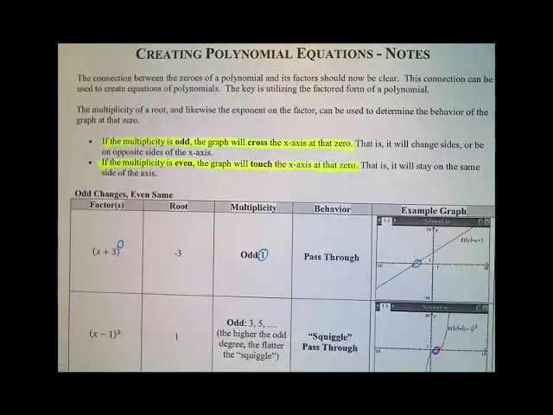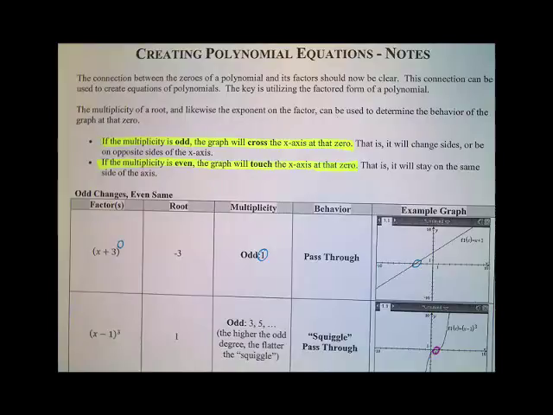This lesson is on creating polynomial equations. The connection between the zeros of a polynomial and its factors should be clear by now. This connection can be used to create equations of polynomials. The key is utilizing the factored form of a polynomial. The multiplicity of a root, so that's how many times the root occurs, and likewise, the exponent on the factor can be used to determine the behavior of the graph at that zero.